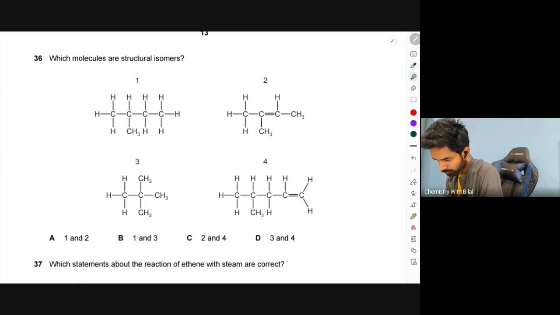Which molecules are structural isomers? 4 and 5 carbons. I mean, this one has a double bond, so it can't be this one. What happened?